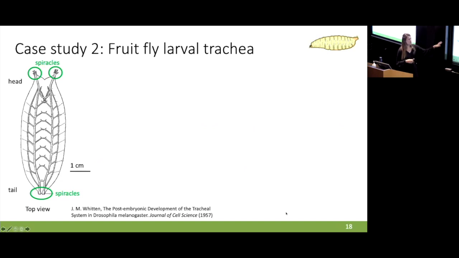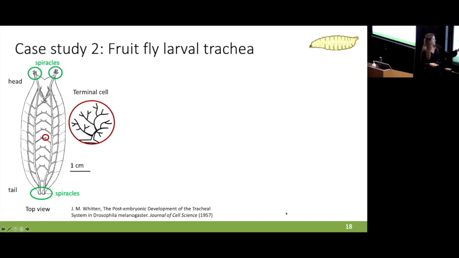But what I'm showing here is just the cartoon. It's not the full structure. What's missing are these finer structures, and they're called terminal cells. This is actually where oxygen exchange happens. So when you're in these larger tubes, oxygen does not leave the tissue. It only leaves the tissue at these finer cells.